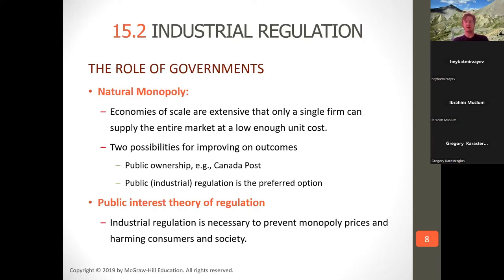And then the role of government: natural monopoly. Economies of scale are so extensive that only a single firm can supply the entire market at a low enough unit cost. That would be through public ownership, such as Canada Post. Energy works out like that, and public transit. Can anyone think of another example of a natural monopoly?